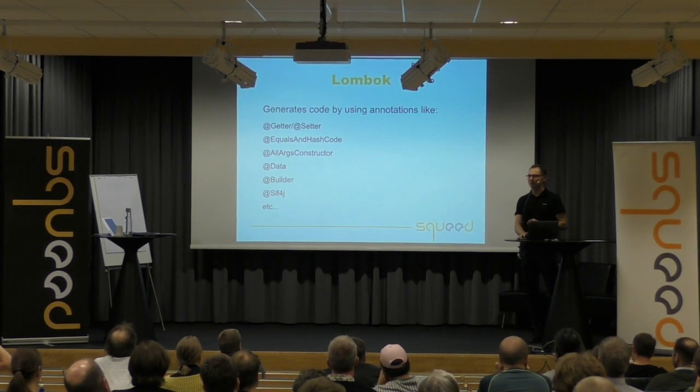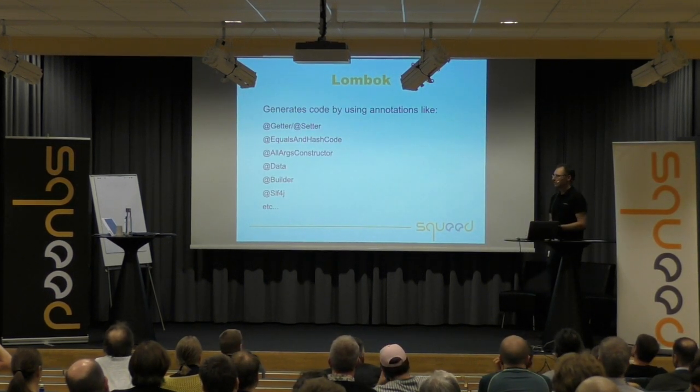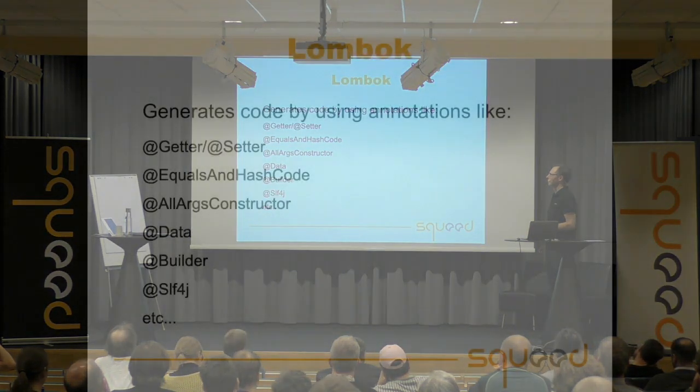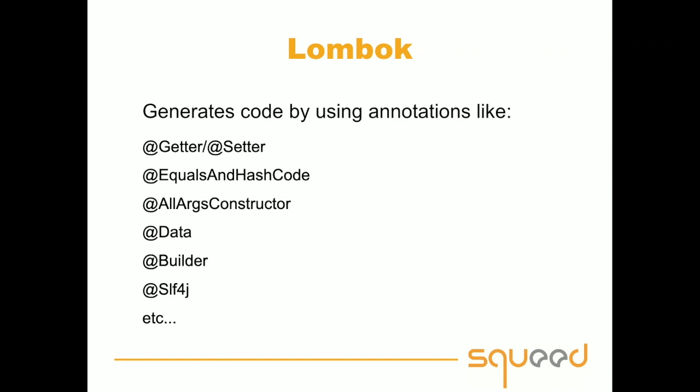Okay, let's start with Lombok then. Lombok is used to generate some boilerplate code using annotations. And that's obviously a good thing for several reasons, because writing less code means probably fewer faults, at least in my case, and also makes the code more clear. And that's also a good thing.